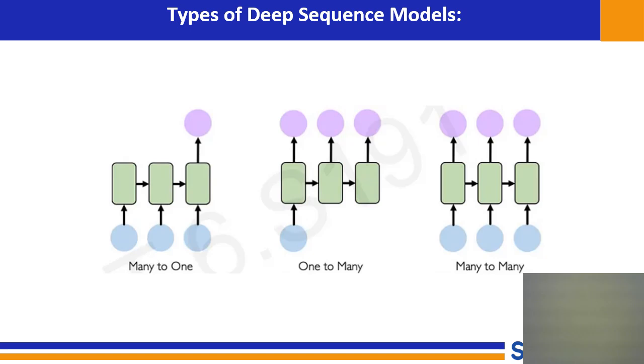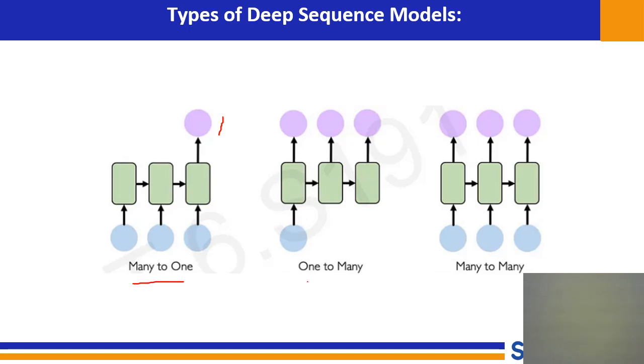So what are the basic types of sequence models? First one is the many-to-one. A model where your network is fed multiple inputs and is expected to output just one value. For example, sentiment classification. You feed your model with a continuous string of words and expect it to output one sentiment.